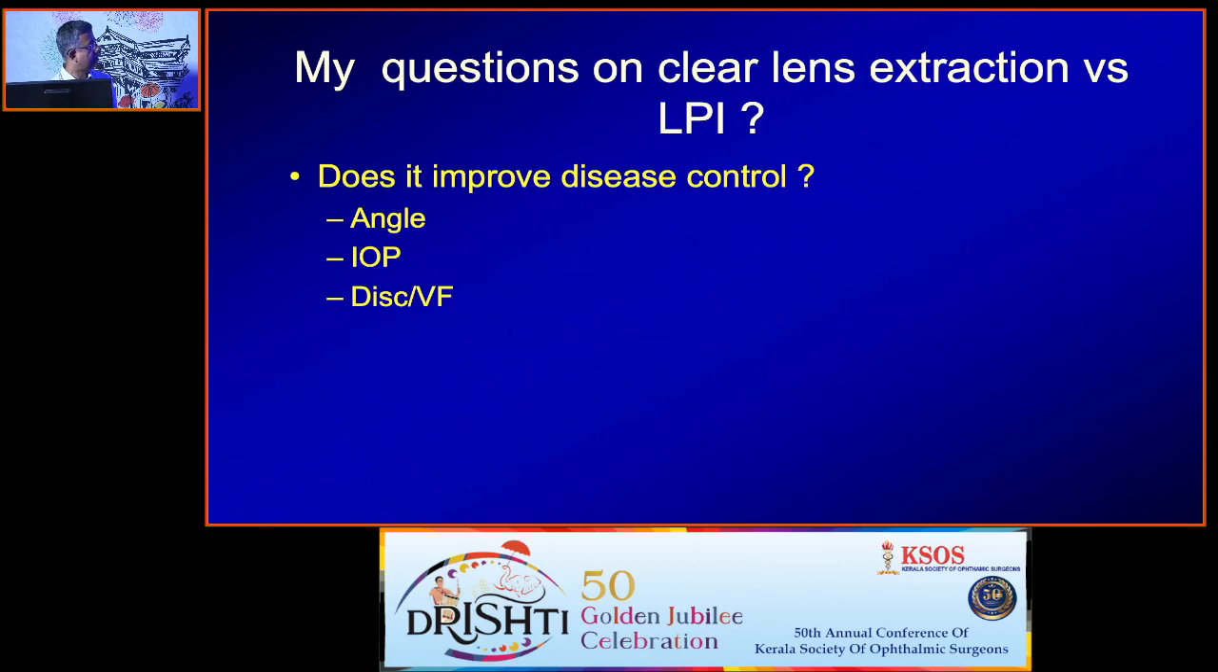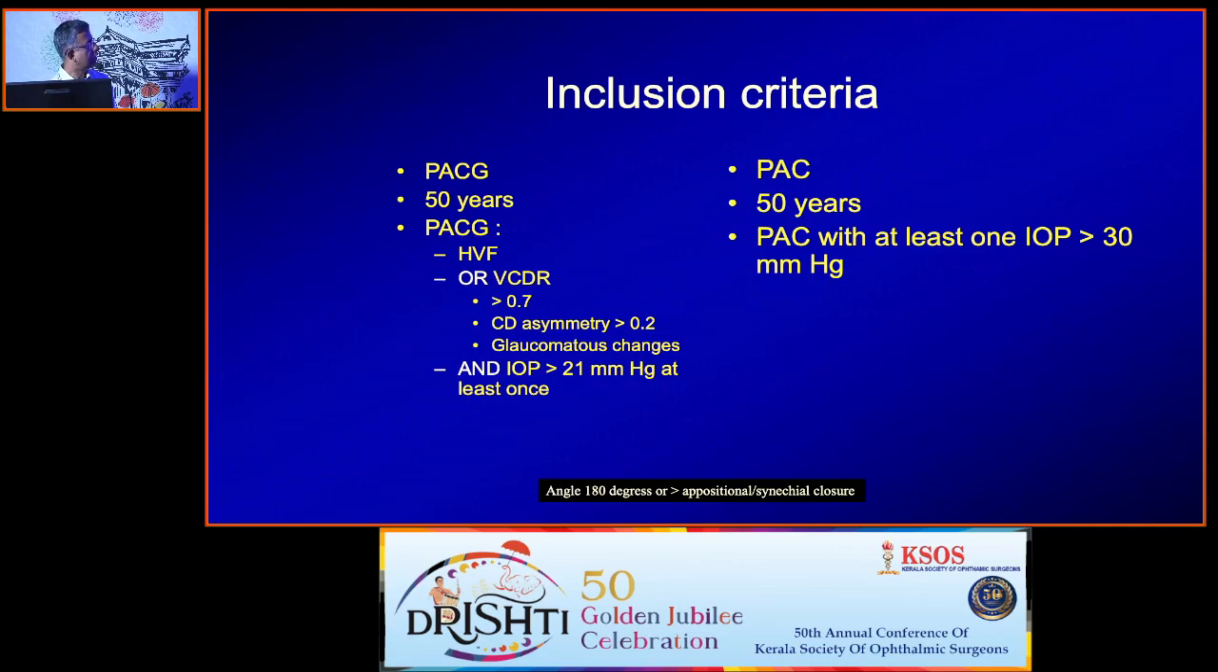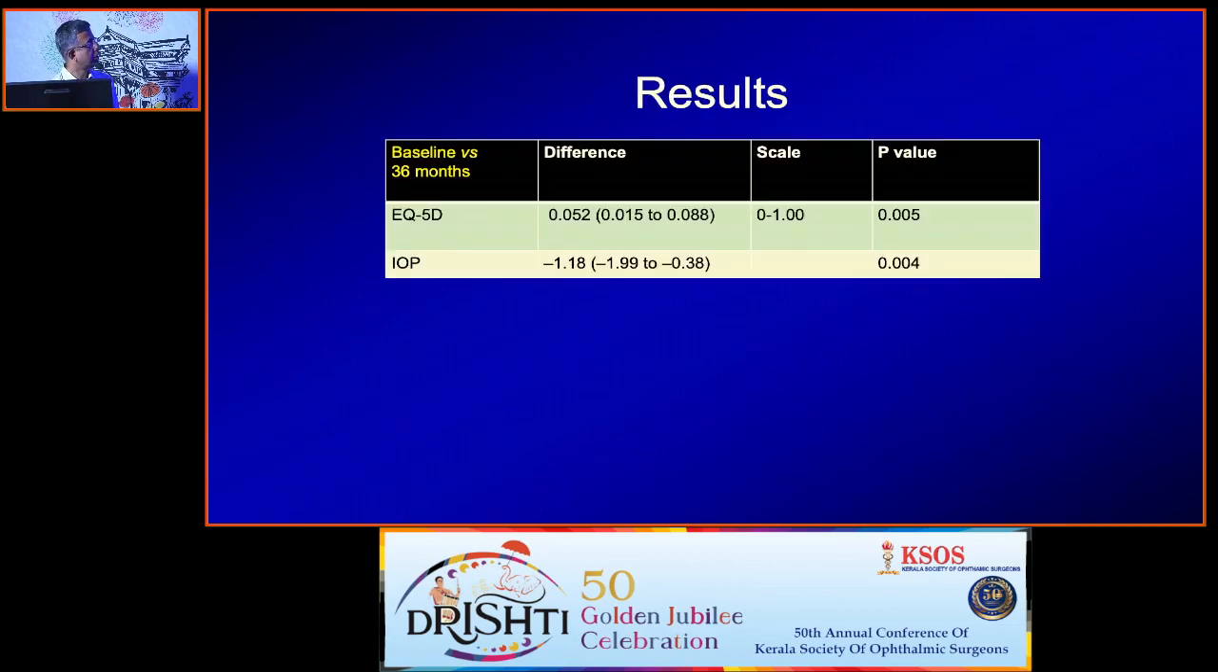So the questions that we have are basically, does it help with angle control? Does it help with IOP? And does it help with disease progression in terms of disc or visual field? And these are the inclusion criteria. For PACG, you had to be more than 50 years, you had to have a field defect or any of these changes on the optic disc. You had to have an IOP of more than 21 millimeters of mercury at least one visit. For primary angle closure, in addition to the narrow angles, you needed at least one IOP of more than 30 millimeters of mercury. So it wasn't all primary angle closures, it was a highly selected group. You had to have 180 degrees or greater of appositional or synechial closure for inclusion.